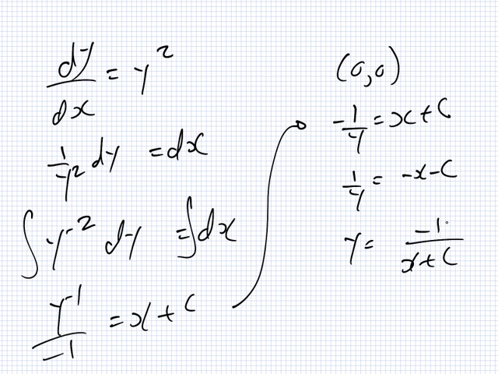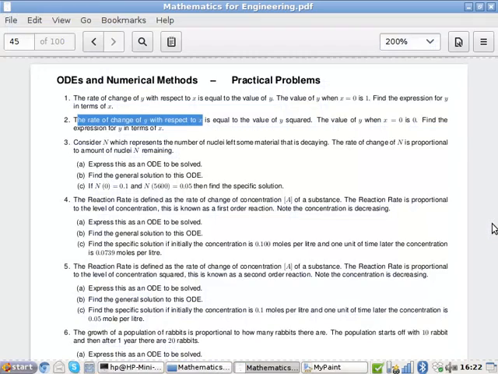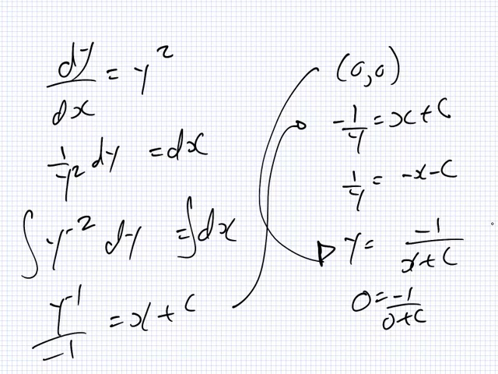The same thing. If I put this in, I get 0 equals minus 1 over 0 plus c. Which is wrong. It's ridiculous. I made a mistake in the question. I will need to change this now. I'm sorry. This should now really say minus 1. So this means c equals 1. And we have our answer.